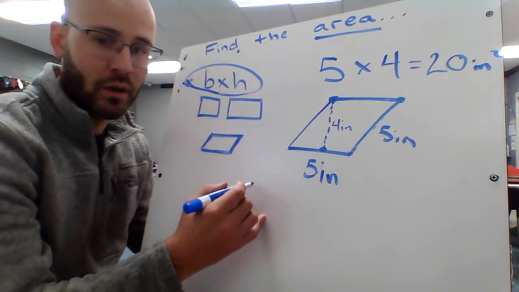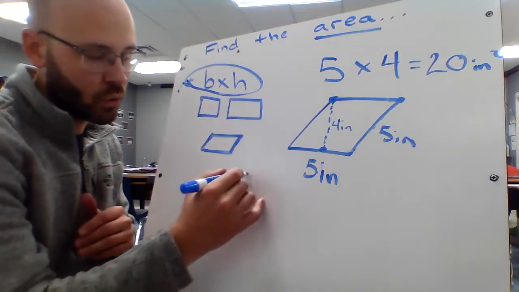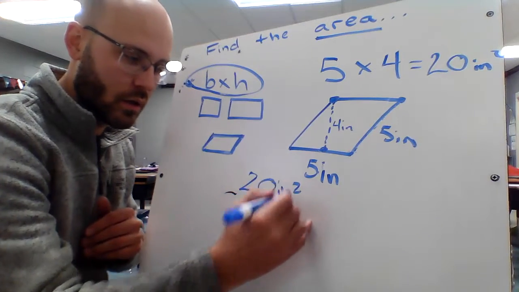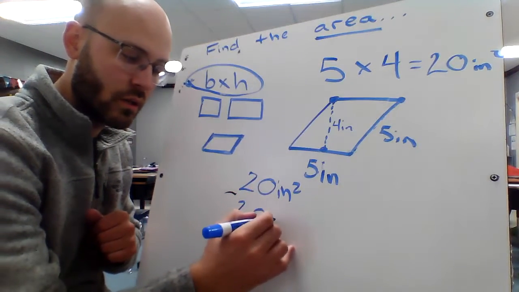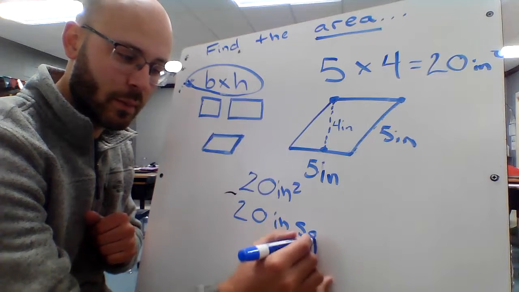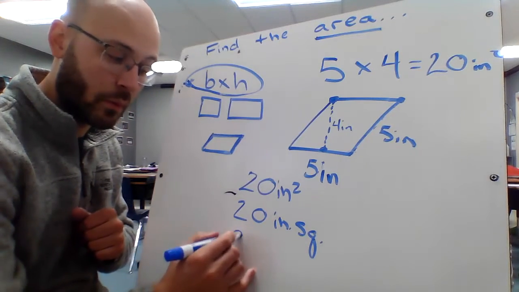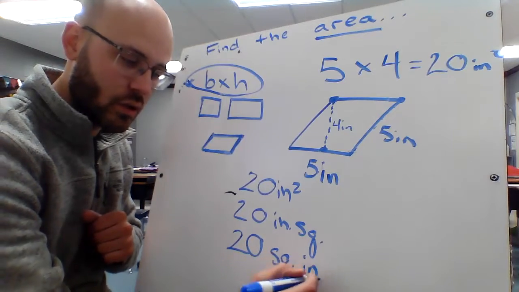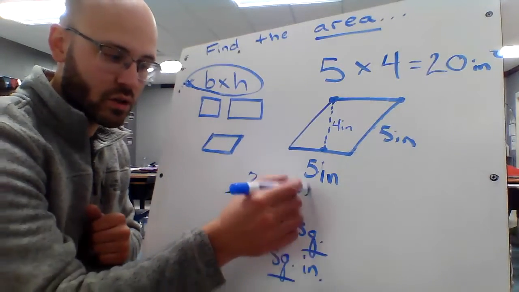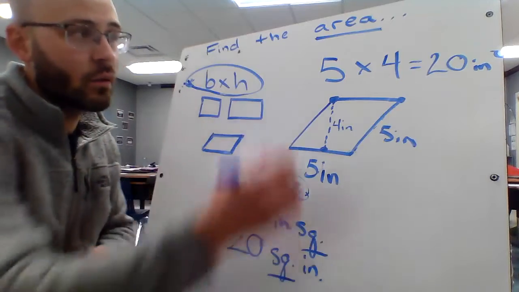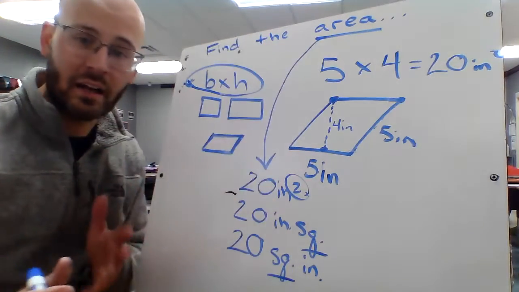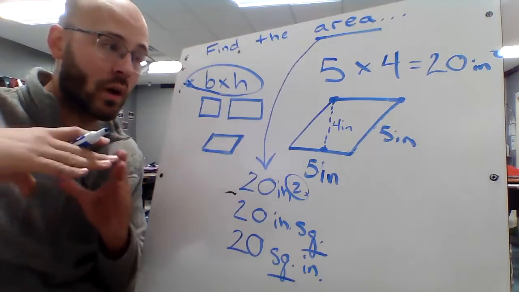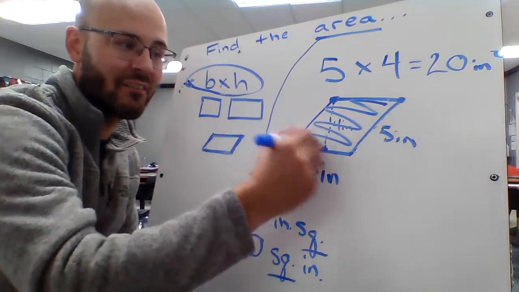Another thing I want to point out too, 20 inches squared is the same thing as writing 20 inches SQ. A lot of people do that. A lot of people write 20 square inches. When you see squared, you need to think we're talking area right now. We're talking measuring in squares. We're talking measuring the guts of this shape.